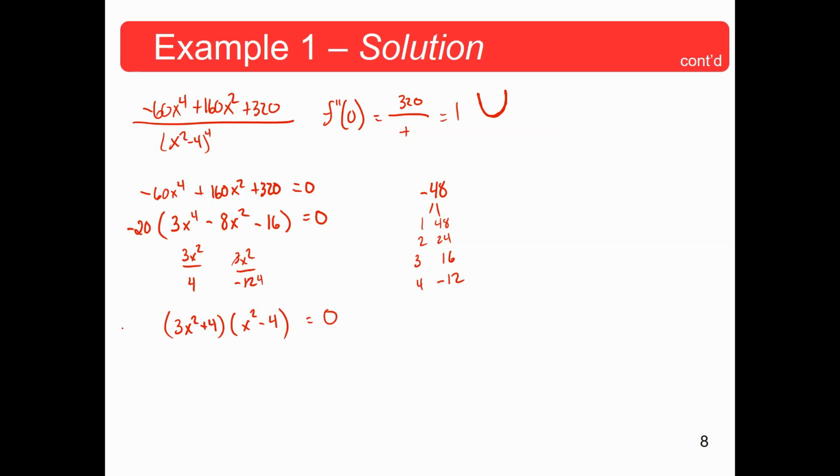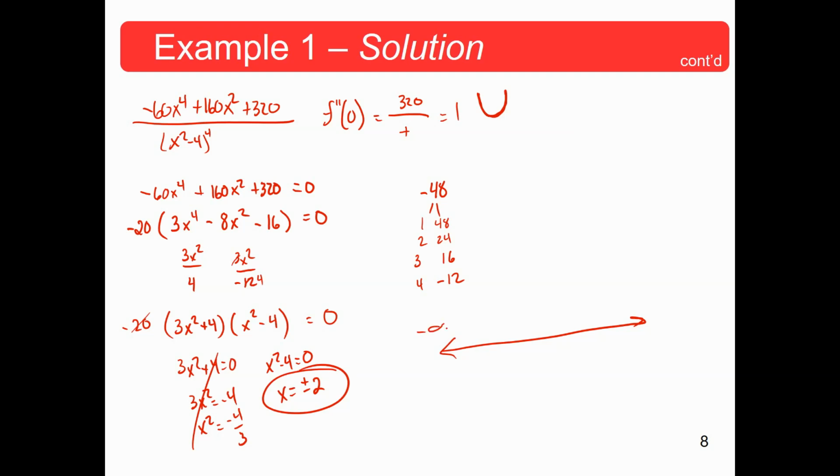equals 0, and then -20. Now here, -20 can never be 0, so we can throw it out. 3x squared plus 4 equals 0. I get 3x squared equals -4. X squared equals -4/3. If I take the square root, I'm going to wind up with an imaginary number, so I can throw that out. I get x squared minus 4 equals 0. I get x equals plus or minus 2. So there are my possible points of inflection.